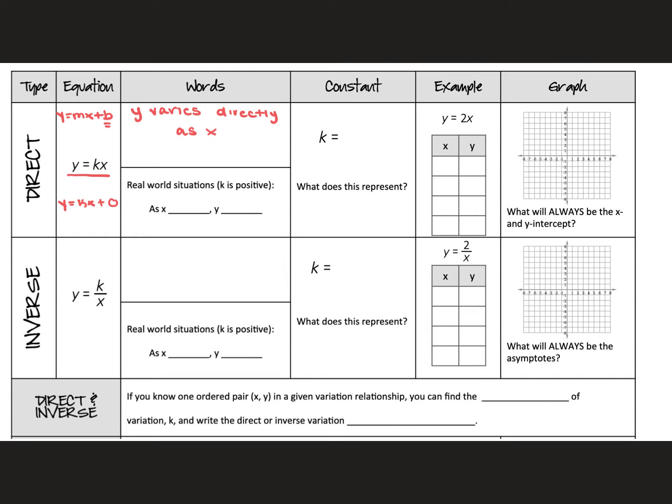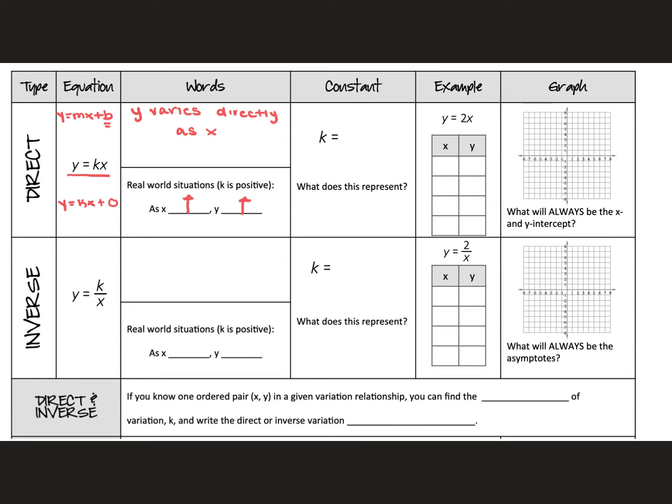In a real world situation, k is positive. So when we talk about direct variations in algebra 1, as x increases, y increases. If x decreases, y decreases as well. So they're always doing the exact same thing, but we always talk about a positive k in algebra 1.